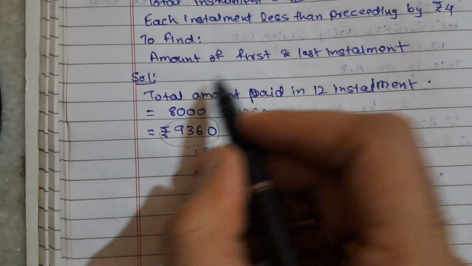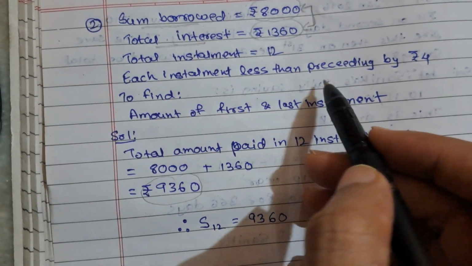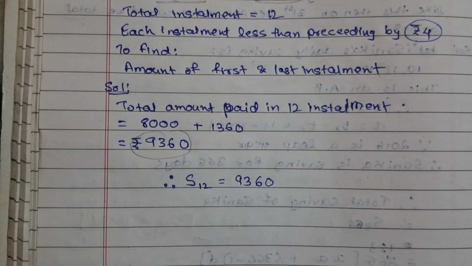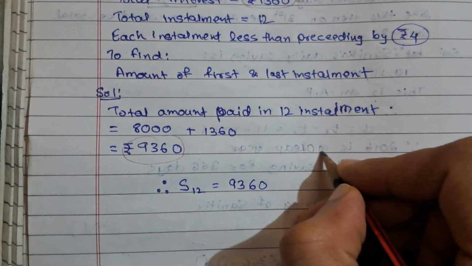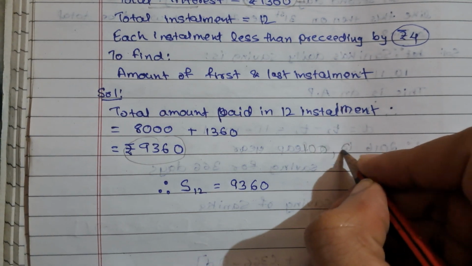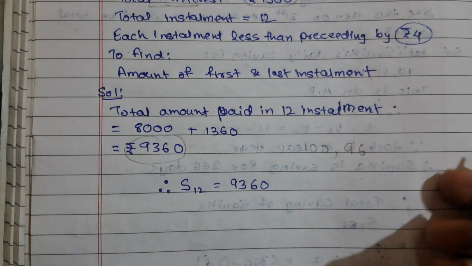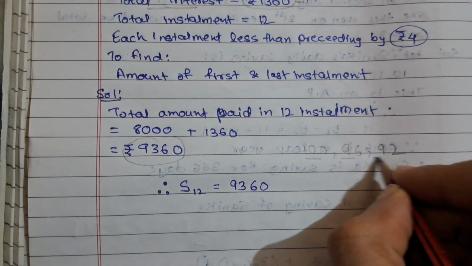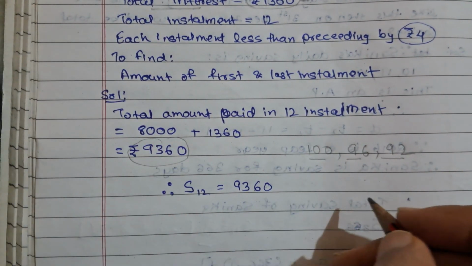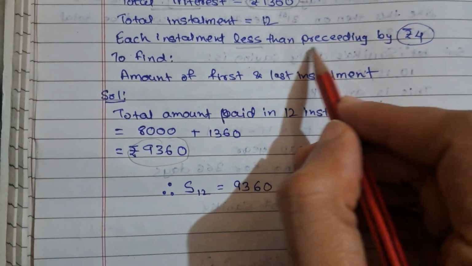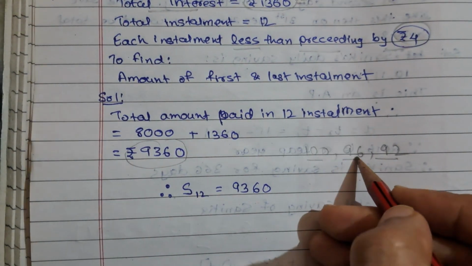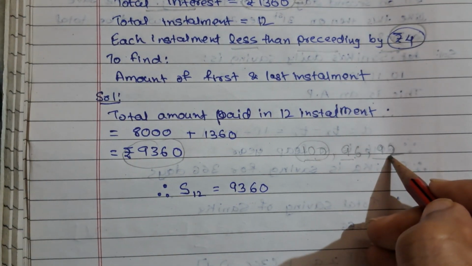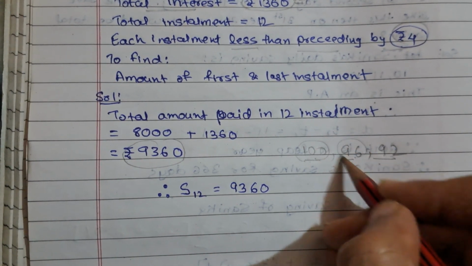And it also says each installment is less than the preceding by rupees 4. That means what? For example, let me give you an example. Let's say in one installment he is paying 100 rupees. Then in the next installment he will pay 96 rupees. And in the next installment he will pay 92 rupees. That means every installment will be decreasing by 4 rupees. That's what it said over here, right? Less than the preceding by 4. Preceding means this one will be 4 less than the one in the previous installment, and the next will again be 4 less than the previous installment.